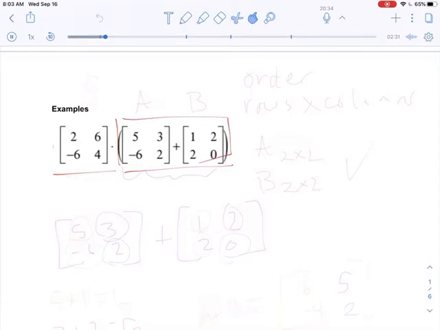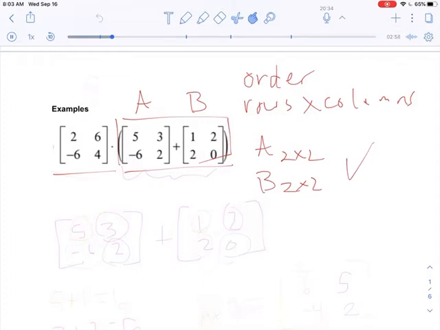So when we're adding, we have to have the same order. Remember that the order is the rows by the columns. In this case, if we were to make this matrix A and this matrix B, A has an order of 2 times 2, and B has an order of 2 by 2 as well, which means they're the same, so we can add them together.